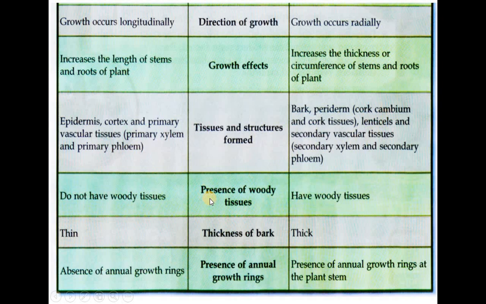Presence of woody tissue. The primary growth does not have woody tissue, while the secondary has woody tissue. The thickness of the bark: in the primary, bark is thin, while in the secondary growth, bark is thick. Presence of the annual growth ring: in the primary, there is absence of the annual growth ring, while in the secondary, there is a presence of annual growth ring in the plant stem.